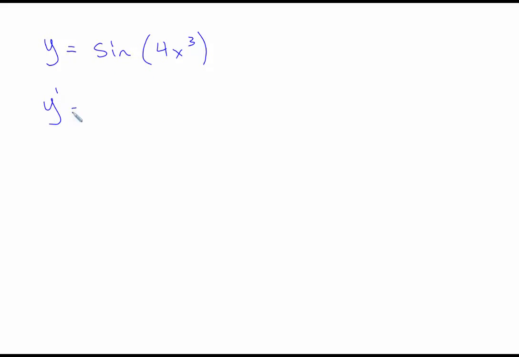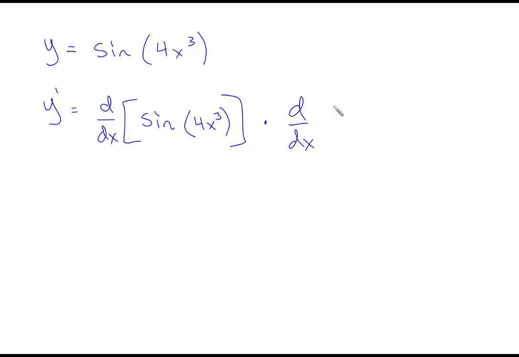So let's set up our chain rule. So y prime is equal to the derivative of the whole function times the derivative of the inside function, in this case the angle, the angle of sine, the derivative of 4x to the third. So then let's calculate this.